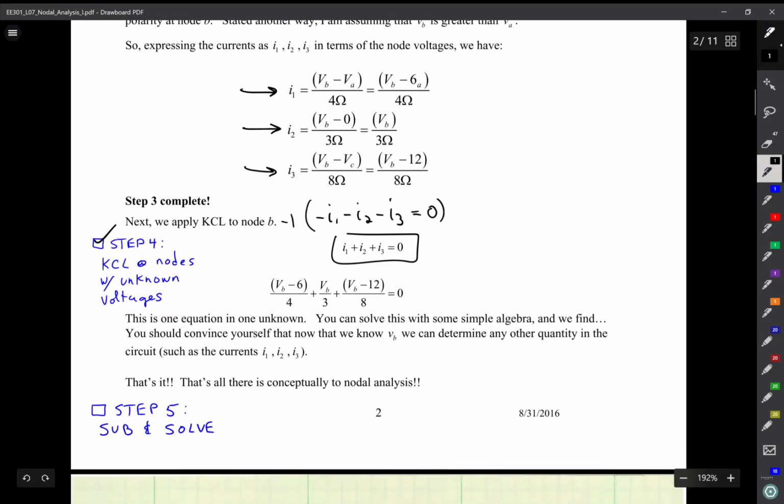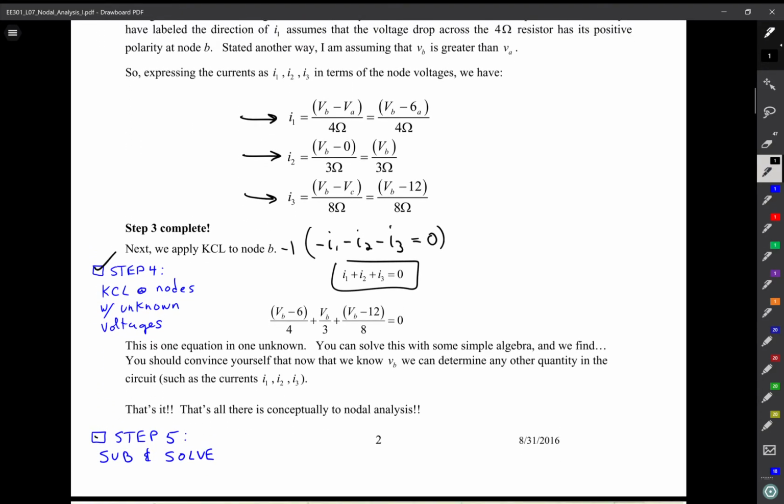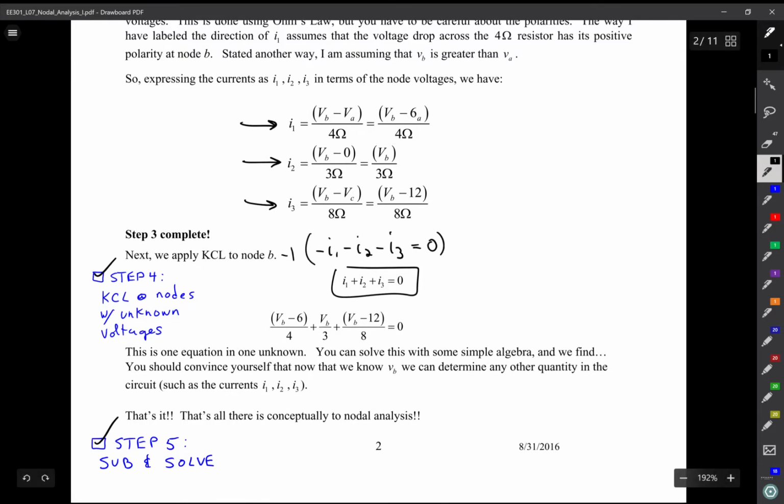Okay. The next thing I do is substitute and solve. In this case, I1 is shown here, and I apply that to my equation for Kirchhoff's current law. So here's my I1. Here's my I2. And here's my I3 right here.